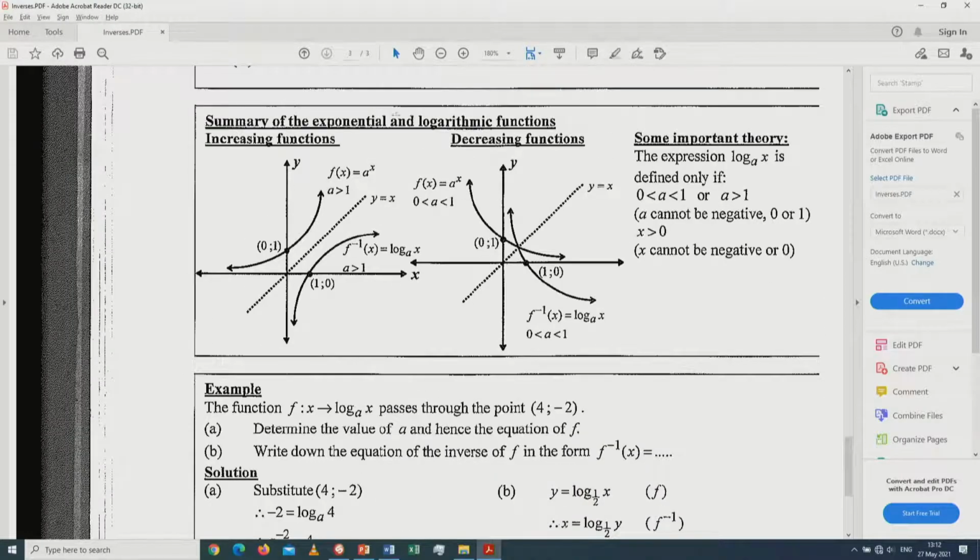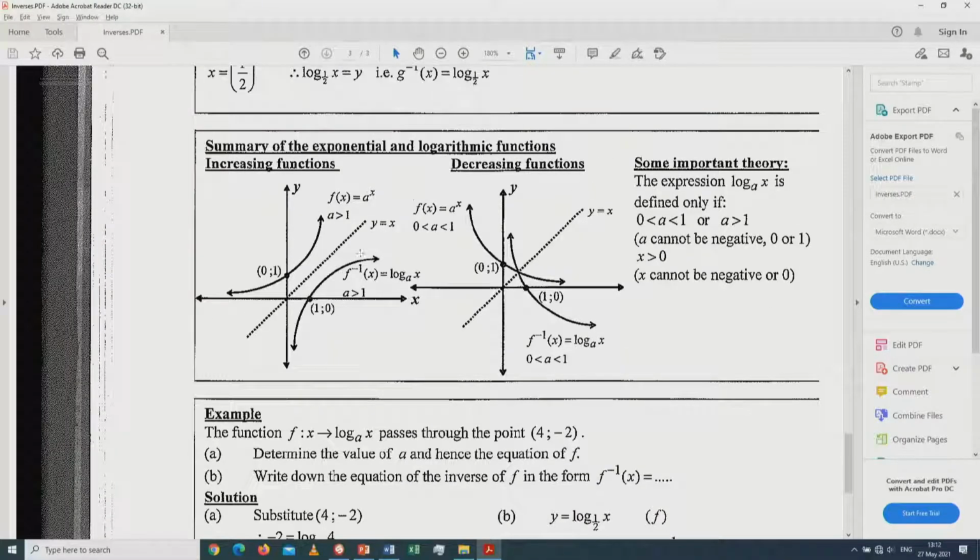Summary of exponential and log graph. Here they are. We have increasing when a is greater than 0. A here is the base. When the base is greater than 0, it's a decreasing function, this one. On this side, this one is decreasing. When is the function decreasing? When base is greater than 0 but less than 1. In simpler terms, once the base is between 0 and 1, we have a decreasing function. Thank you. There we are.